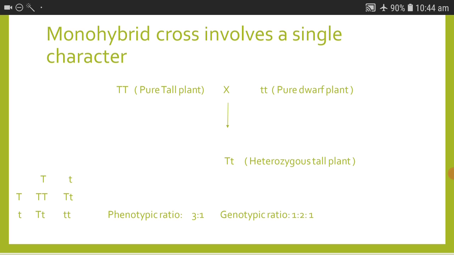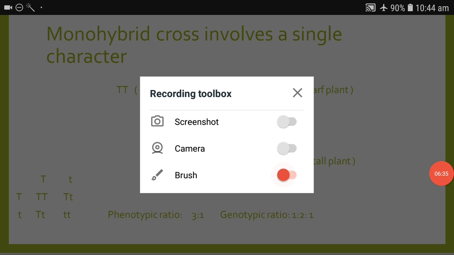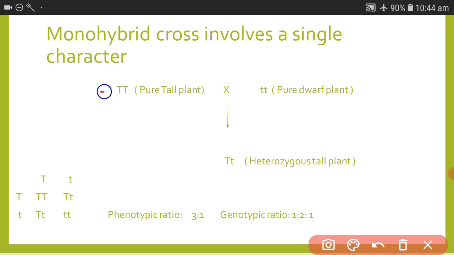This generation is called the parental generation. Here you can see this is capital T, the pure tall plant. This is small t, the pure dwarf plant. This is homozygous tall. This is homozygous dwarf. So what is the parental generation? The parental generation includes the plants that belong to the parents. There are two parents. One is a pure or homozygous tall plant and the other is a pure or homozygous dwarf plant.